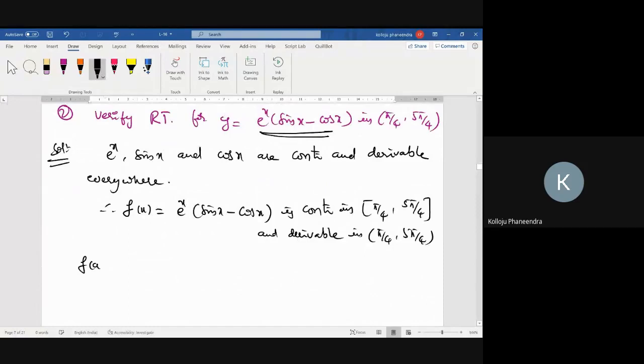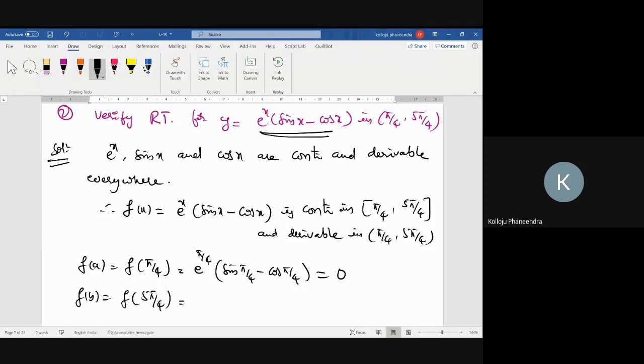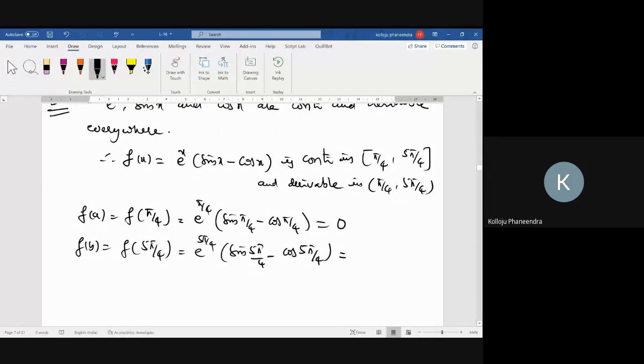Now f of a value is what? Pi by 4. So e power pi by 4 (sin pi by 4 minus cos pi by 4). So sin pi by 4 equal to cos pi by 4, so 0. F of b, 5 pi by 4. So e power 5 pi by 4 (sin 5 pi by 4 minus cos 5 pi by 4). Is it 0? Yes, sir. 45 into 5, 225. Yeah, 0.